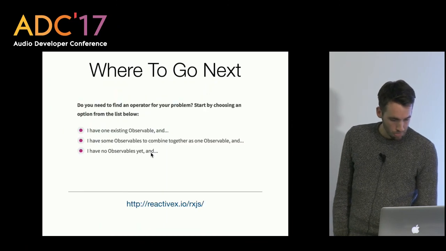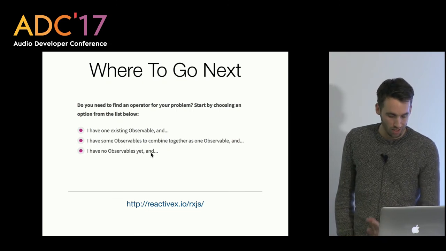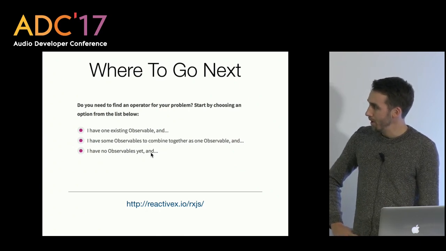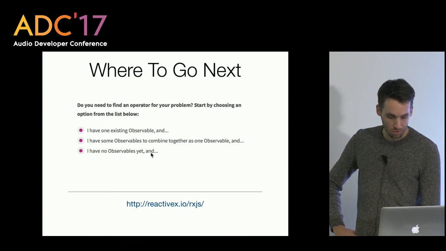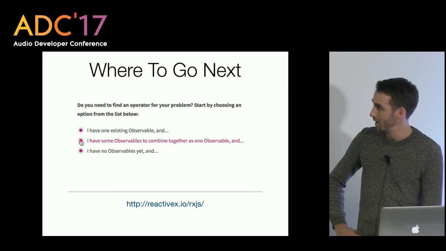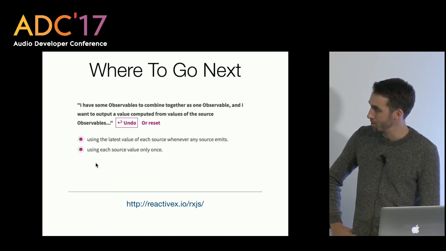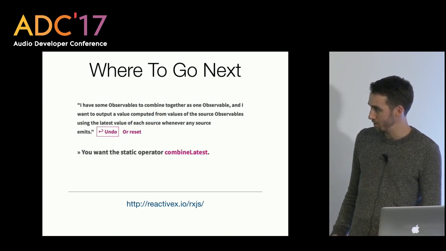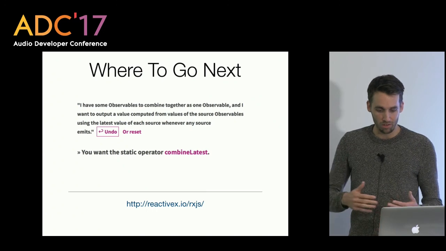Okay, so if you are interested in this and want to find out more about Rx, one very good website is reactivex.io, and they have a sort of a wizard that points you to the right operator. So you can say you have some observables and you want to combine them and output a value computed from the sources using the latest value of each source whenever any source emits, and it tells you you need combine latest.